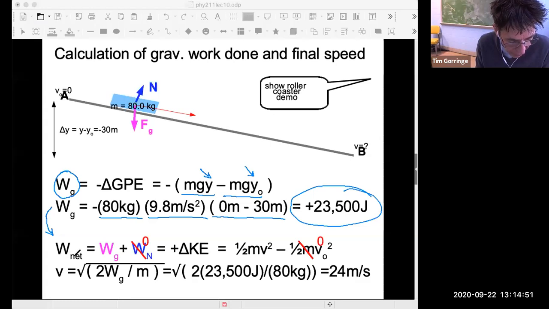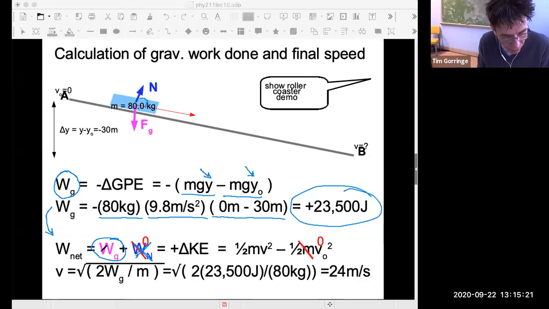The work energy relation, if you remember, says that the net work done on the cart is the change in kinetic energy. In this case, there's gravitational work done on the cart, but because the normal force and the motion of the cart are at right angles, 90 degrees to one another, there's no work done by the normal force. Forces at right angles to motion do no work, and so that's an example of that.